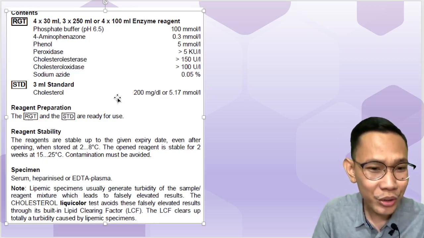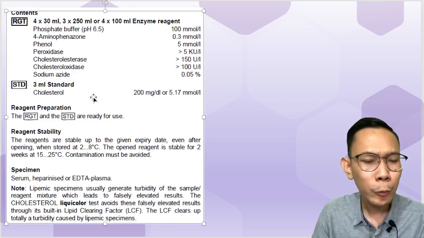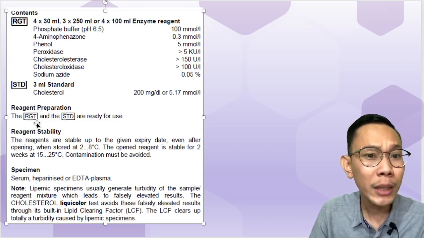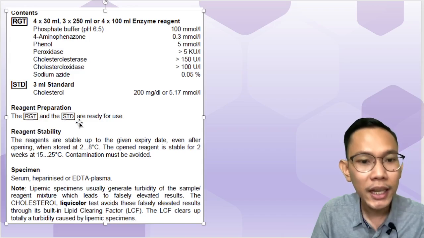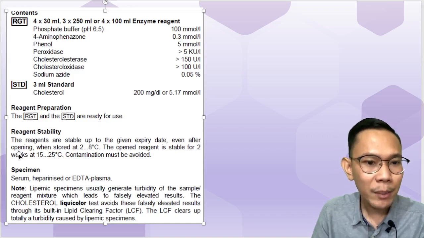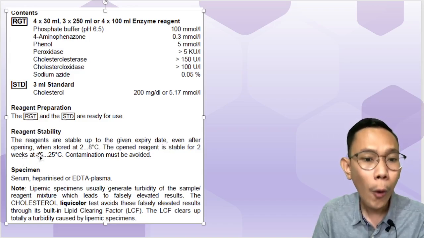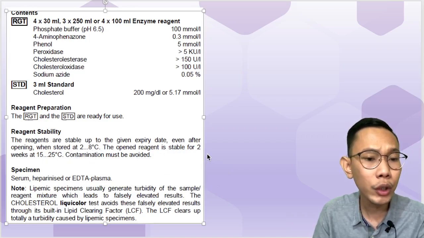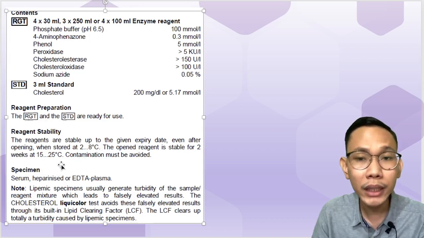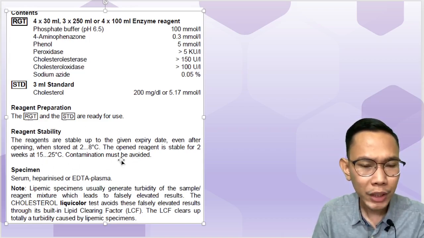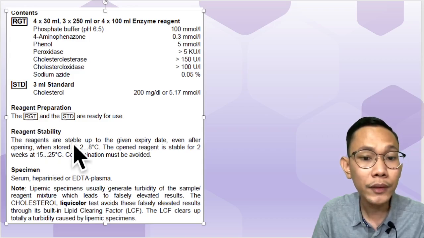So, the reagent preparation. Pag sinabi natin reagent preparation, yung reagent na ginawa natin, ready for use na ba? So, yung RGT, yan yung ibig sabihin na reagent, and your STD, yan yung ibig sabihin na standard, are ready for use. Reagent stability: the reagents are stable up to the given expiry date even after opening when stored at 2 to 8 degrees Celsius. The open reagent is stable for 2 weeks at 15 to 25 degrees Celsius. Contamination must be avoided. So that's in terms of the storage and stability of your reagent.